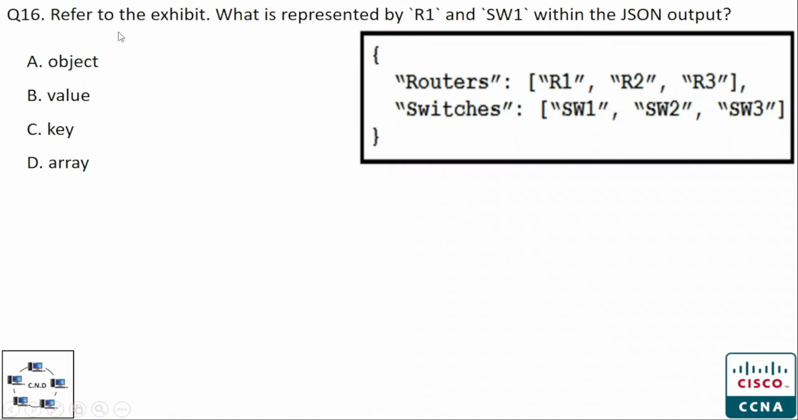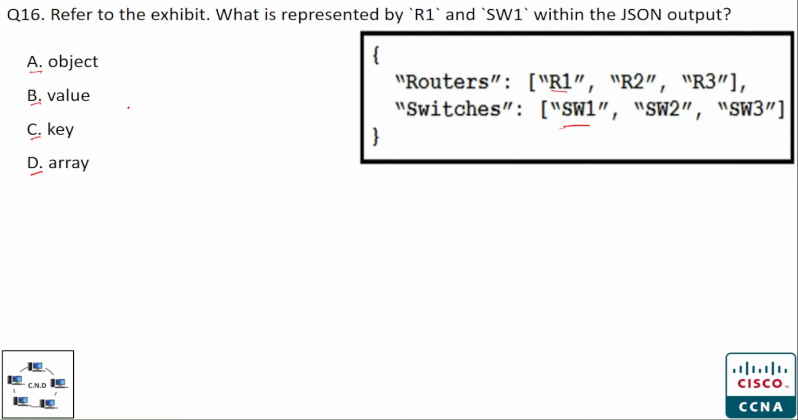Question number 16, refer to the exhibit. This is the exhibit. What is represented by R1 and SW1, or router 1 and switch 1, within the JSON output? So we are talking about these. So what is represented by these? And the options are option A, object, option B, value, option C, key, and option D, array.